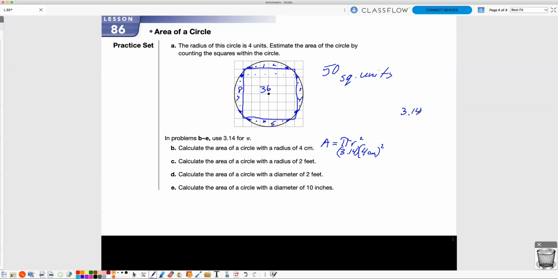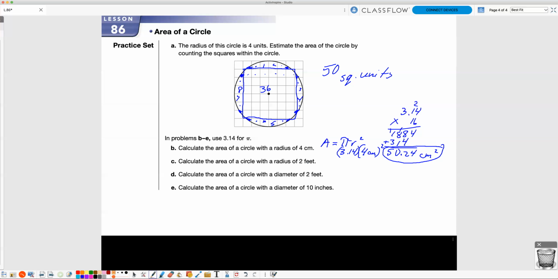So 3.14 times 16, this would be 24. That'd be 6 plus 2 makes 8. This would be 18. This would be 4, 1, 3. Add those together, I'd end up with 4, 12. This would be 10, and this would be 5 here. So then I need to move the decimal 2 places to the left. It would be 50 and 24 hundredths square centimeters for the answer to letter B, the area of a circle with a radius of 4 centimeters.